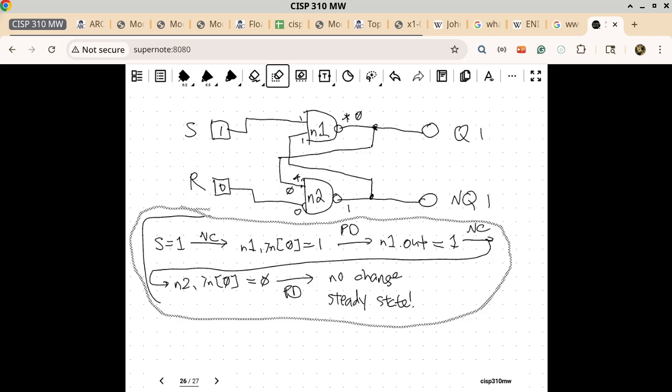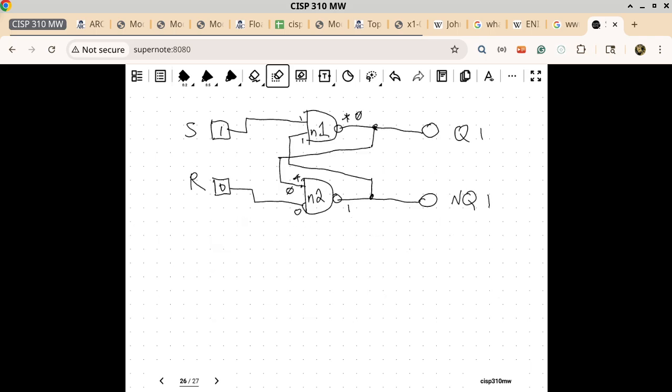Okay, so now we also want to say, well, what about changing R from a 0 to a 1? So we're going to do it here. I'm just going to cross this out this time and put it to a 1. So that means after a NC, N2 dot in bracket 0 will now be a 1, which means this is now a 1. Are we good so far?